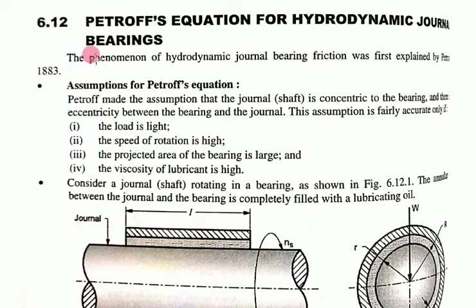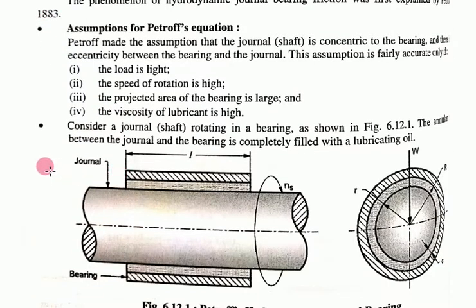bearing. So it was first explained by Petrov in 1883. Okay, there are few assumptions for the Petrov's equation. So Petrov made the assumption that the shaft is concentric to the bearing, means you can see here this is a bearing and this is a shaft, so it is like concentric. Okay, then eccentricity between the bearing and journal, so there is always some eccentricity over here.